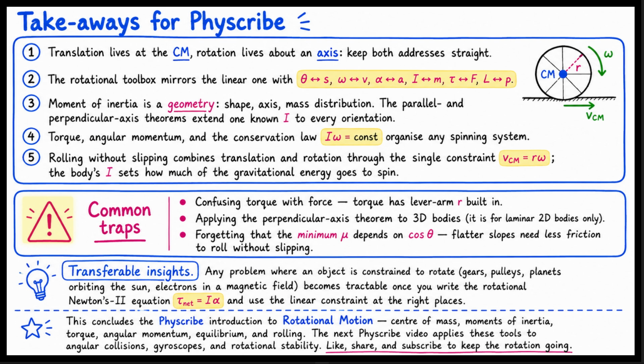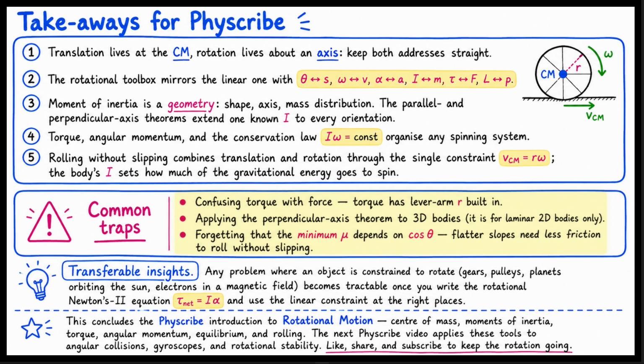Common traps to avoid. Confusing torque with force, since torque has the lever arm R built in. Applying the perpendicular axis theorem to three-dimensional bodies, because it is for laminar two-dimensional bodies only. Forgetting that the minimum mu depends on cosine theta, so flatter slopes need less friction to roll without slipping.